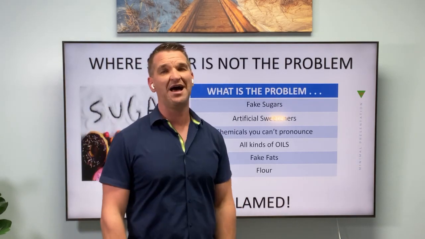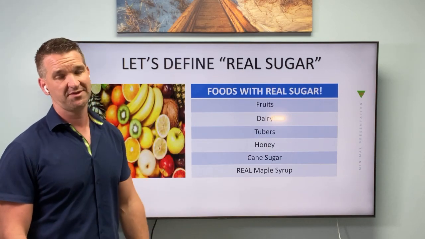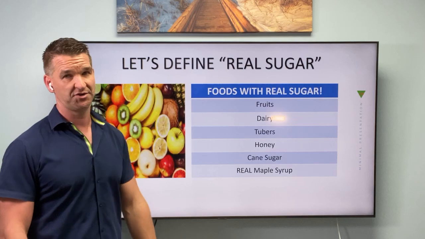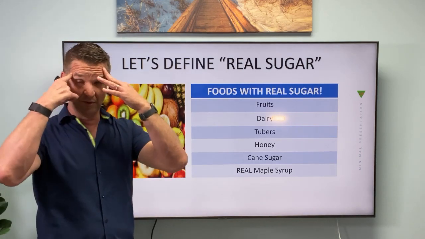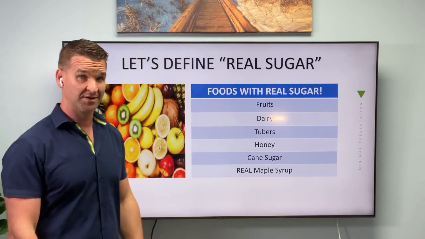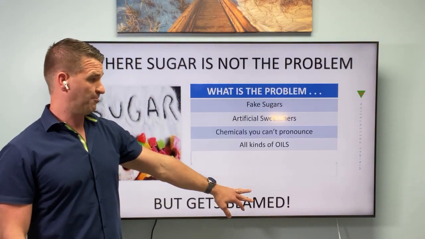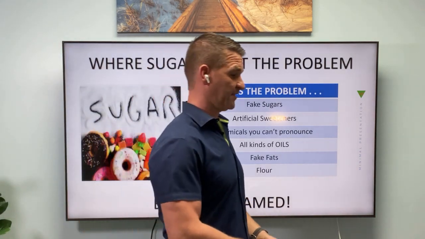Sugar's gotten blamed so bad that there's now people out there saying you shouldn't have fruit because it's got sugar in it. Oh, you shouldn't have dairy. Don't have honey, it's got sugar in it. Oh, maple syrup, sugar. We're once again hitting the bullseye on the wrong target. This is not the problem. This is the problem. So start to distinguish between the two.